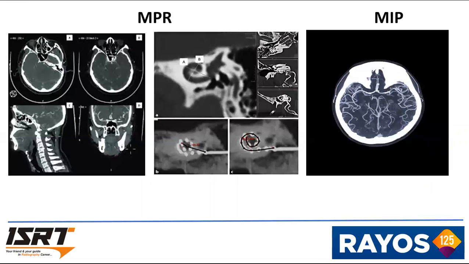Now most of the centers are using MDCT or multi-detector multi-row CT to do a CT bright. So MDCT is a wonderful piece of equipment. You can reconstruct the image in any plane. Here some reconstruction techniques are shown. That is MPR, multi-planar reconstruction, where you can reconstruct in any plane. You're actually acquiring the CT image in the axial plane.